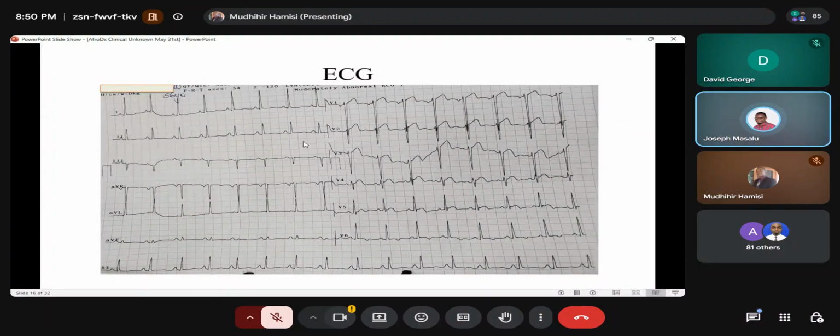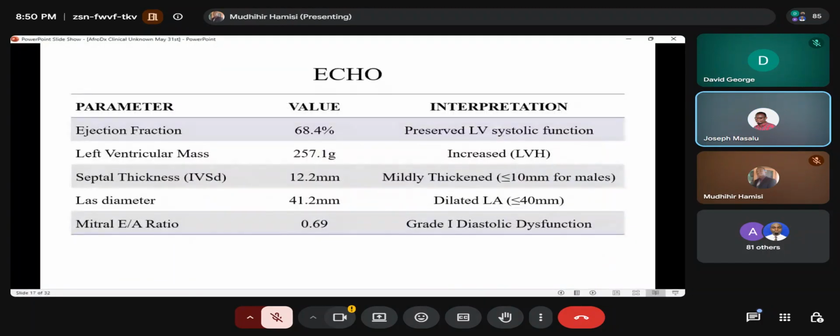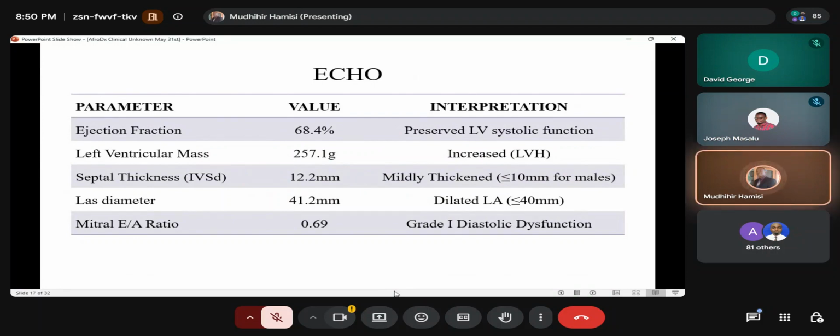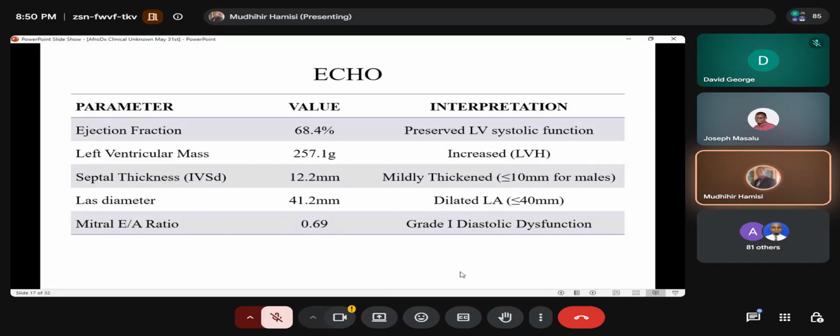Yeah, Mudhihir, we should proceed unless there is something I missed. You're muted. That is the echo. Any comments? Yeah, I think the LVH is also seen, which is the hypertensive changes. Okay. Yeah.